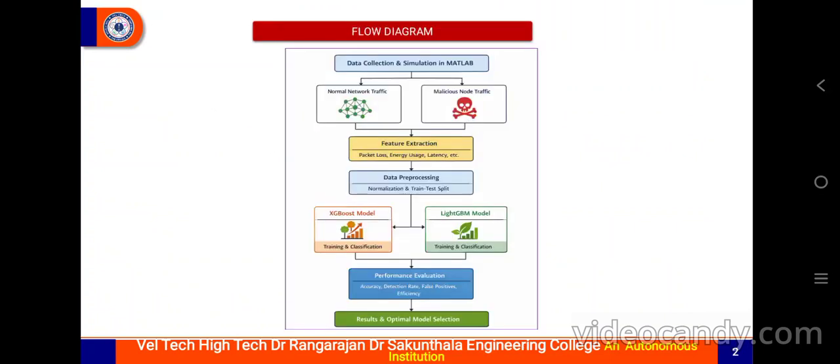This is the flow diagram to implement the project. First, we collect the data, and it is split into normal or malicious. Next is feature extraction, which gives packet loss and energy. Then data pre-processing, which also uses normalization, and then the train-test split.